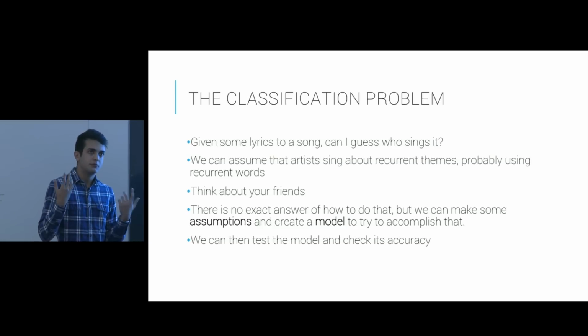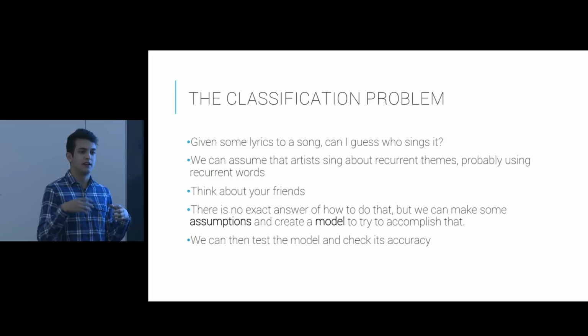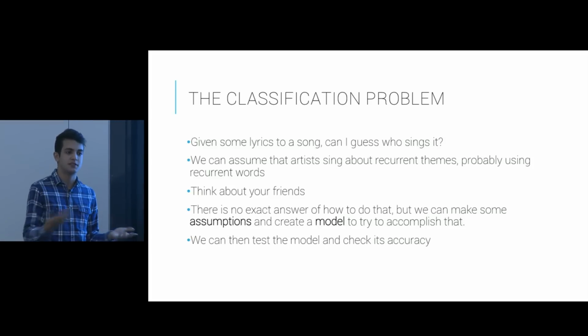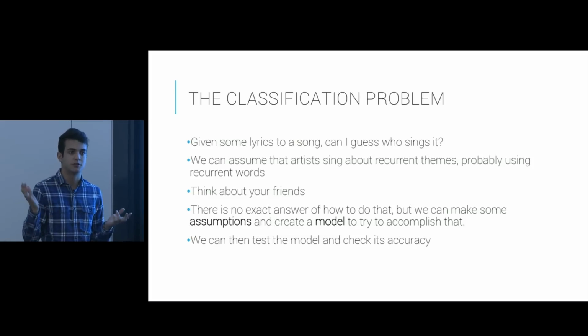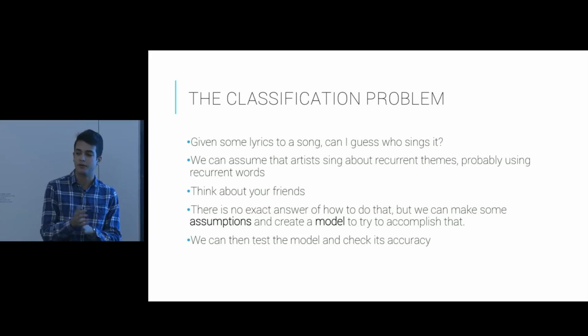The assumption that you're going to make is that an artist usually sings about a topic multiple times, and maybe uses words multiple times just because they're used to it. You can just think of your friend. I'm sure you all have friends who say their signature phrase for every single sentence, some specific word or phrase. And if you see a sentence that has a signature phrase, you can guess that probably your friend is the one saying it, right? So you make that assumption, and that's how you create a model.